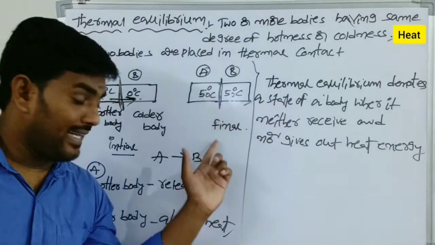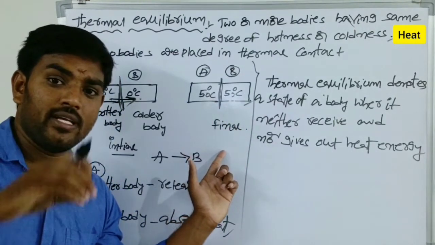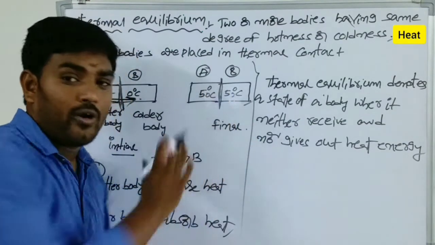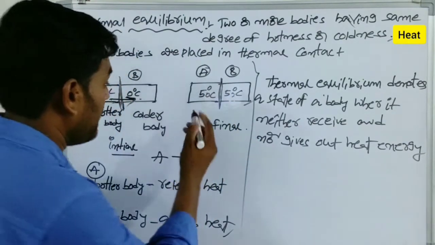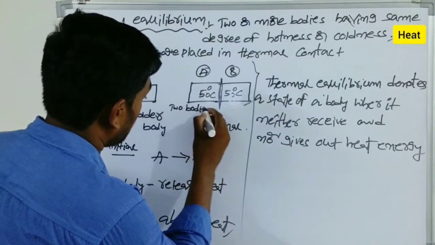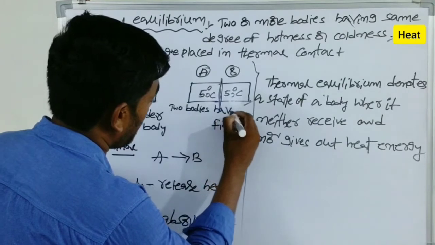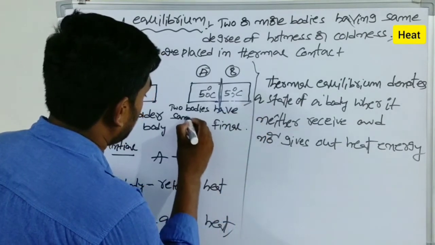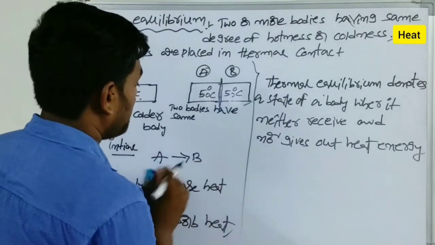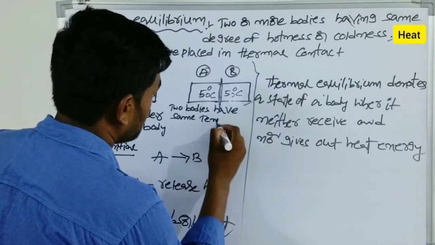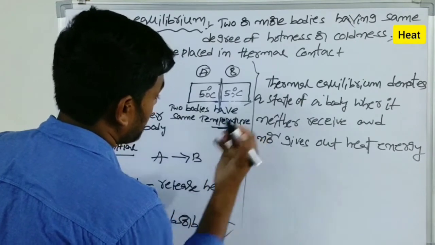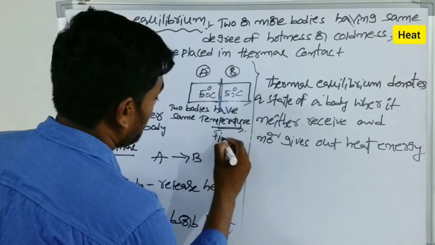So the net heat transferred is zero. The net heat transfer is zero. The two bodies have the same temperature. This is the final position.